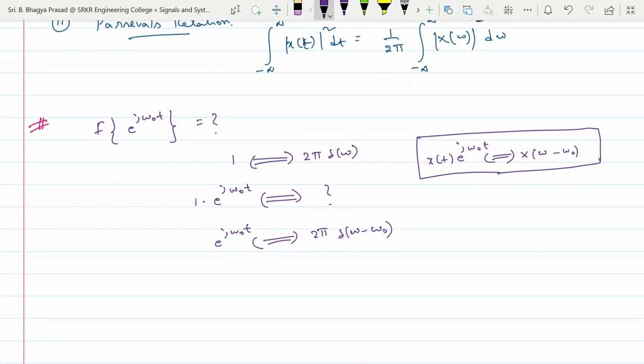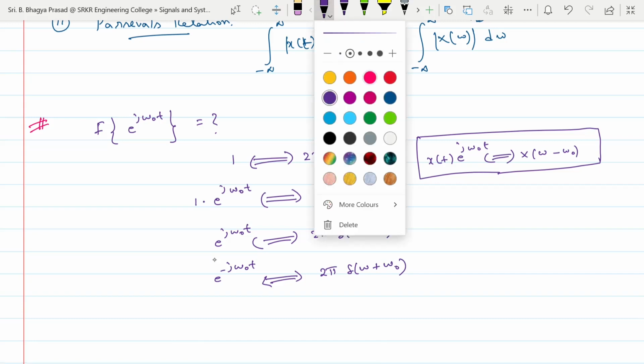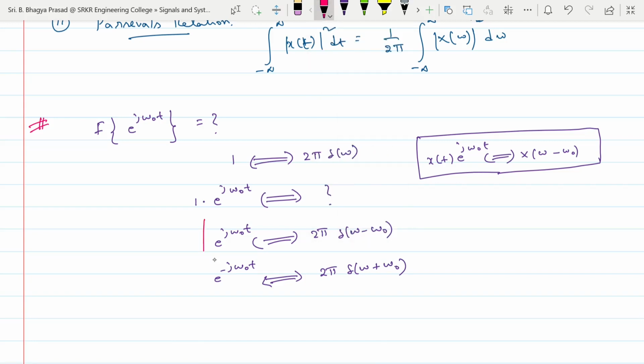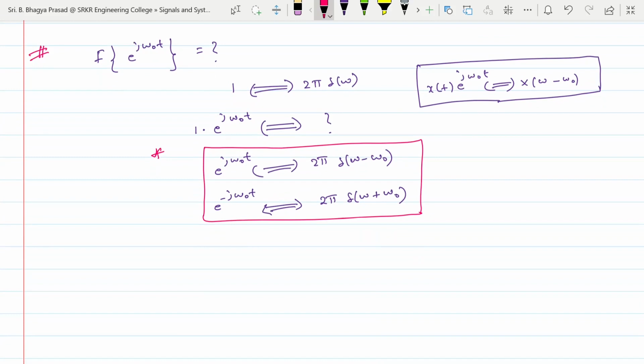Similarly, for e^(−jω₀t) the transform is 2πδ(ω+ω₀). These are some standard results. So with the help of the frequency shifting property, we can solve this type of example.